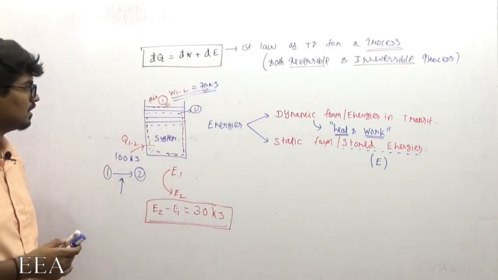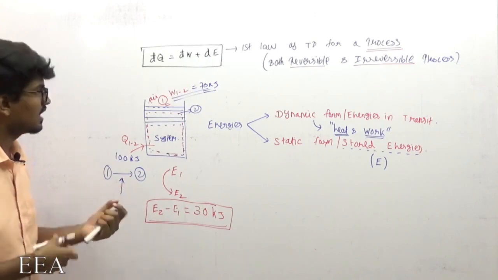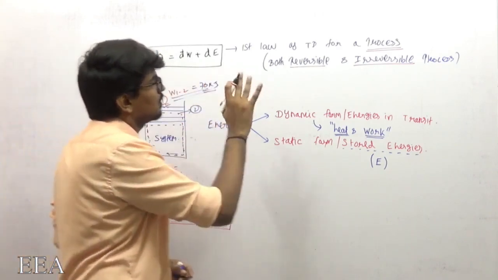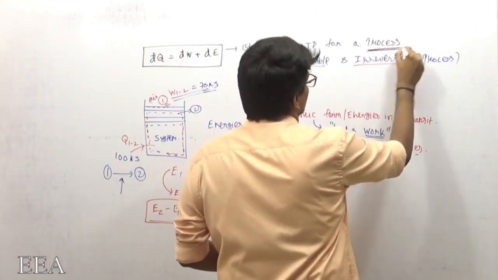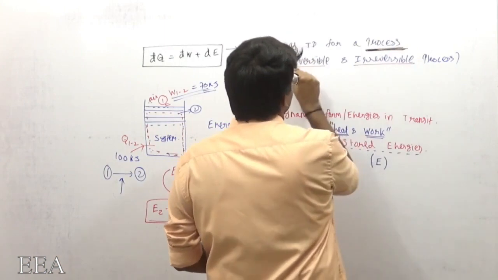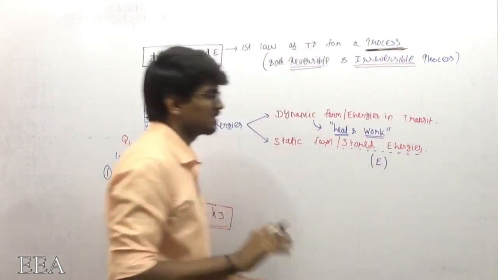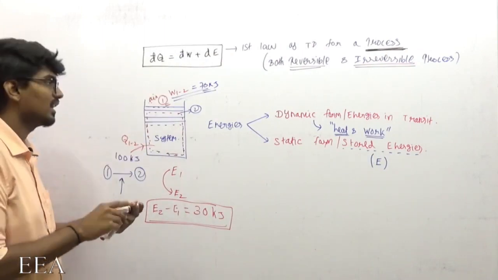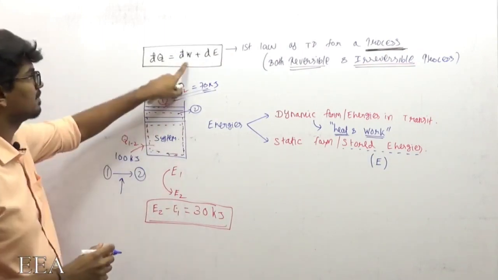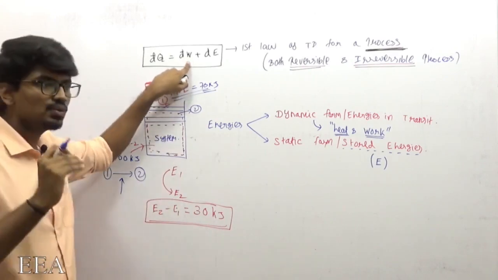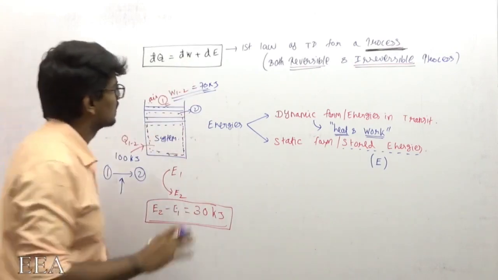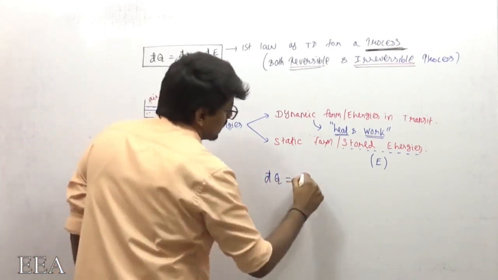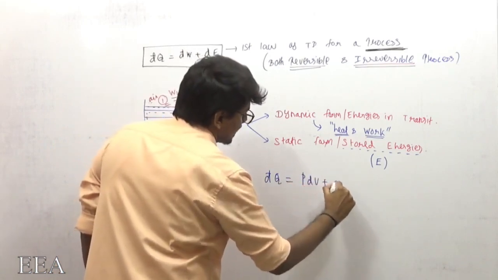Now I hope you have got a very good idea about this particular equation. This equation is applicable only for a process, for a closed system, and for both reversible and irreversible processes. Now I can further reduce this. How can I reduce it? Very simple. In place of dW, if I substitute PdV, what will happen?